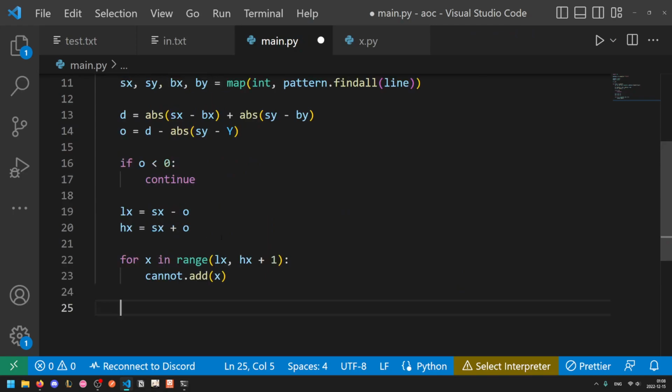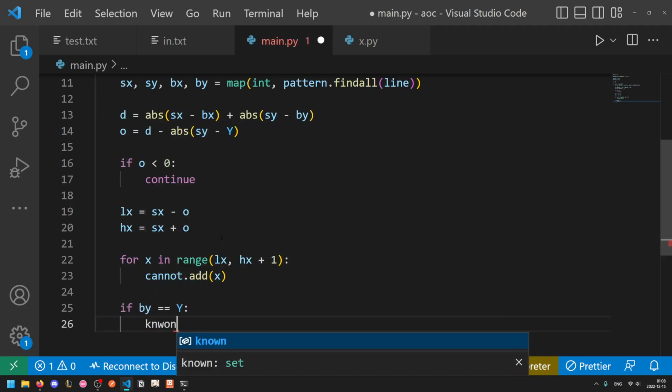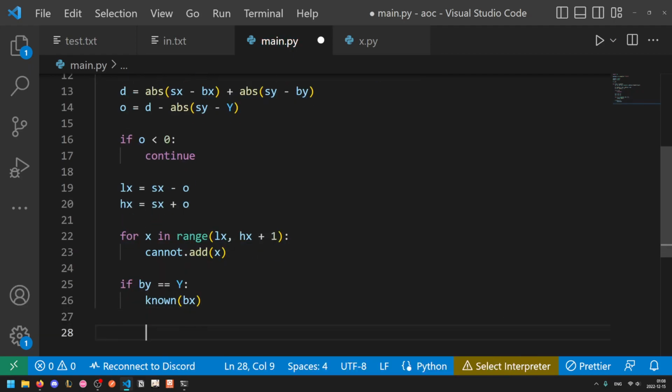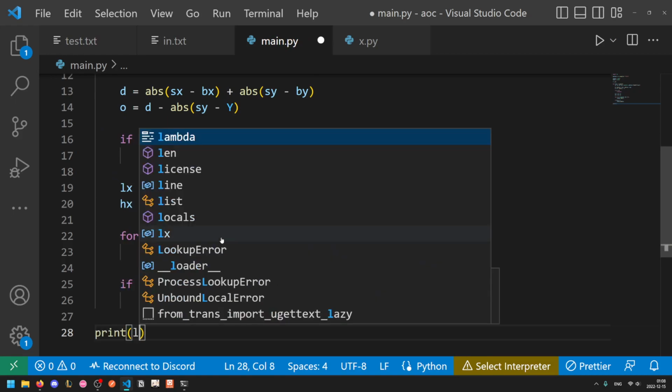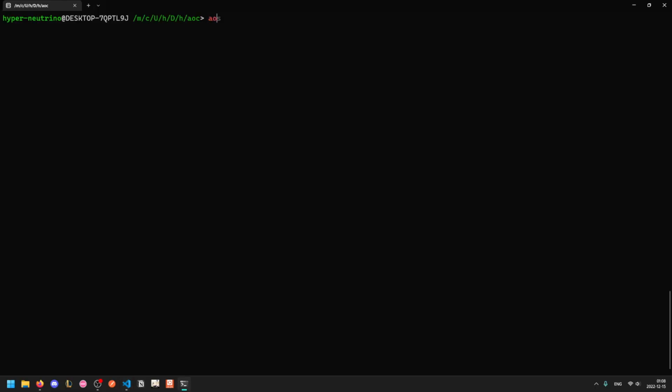Now if this beacon is along this row, so if by equals capital Y, we also need to add its x value to the known set so that we do not end up counting it as an impossible position. So if now we just print out the length of cannot minus known, so the set difference. We take all impossible positions and remove the ones that already have beacons. And so if we run this on our test data, we get the expected answer of 26.